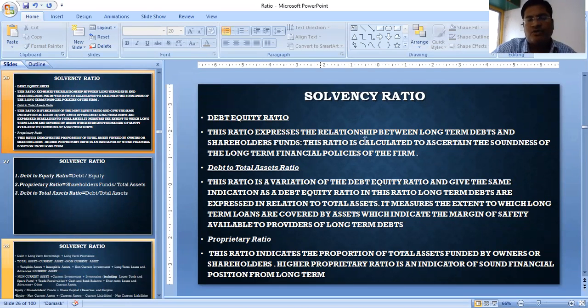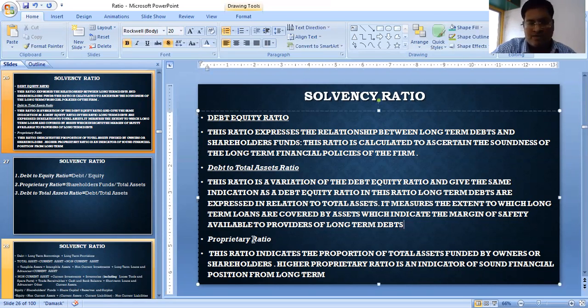This ratio expresses the relationship between long-term debts and shareholders fund. This ratio is calculated to ascertain the soundness of the long-term financial policies of the firm. Then is the debt to total asset ratio. This ratio is a variation of the debt equity ratio, the upper one, and gives the same indication more or less. It measures the extent to which long-term loans are covered by assets, which indicates the margin of safety available to providers of long-term debts.